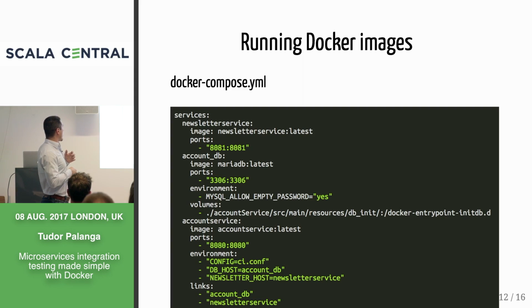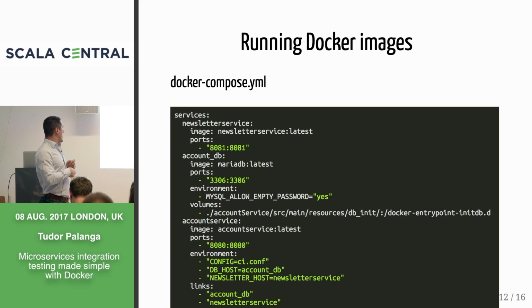Like, okay, newsletter service here, I'm using the latest image, I'm exposing these ports, and then the account DB, as I said, I have the MySQL MariaDB dependency. And the beauty part is that I can specify here a SQL file, which is basically preloading this database. So by the time this container runs, it will automatically load the data. So I'll have already some test data. And this points to a specific directory.